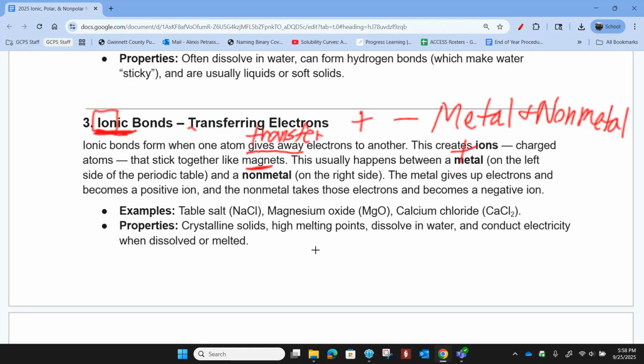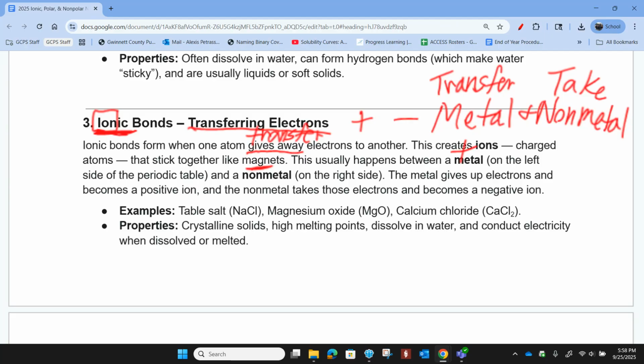And that's why it says right here, ionic bonds transfer electrons. So one atom's going to give it away. The metal gives away. The metal is the one that transfers it. The nonmetal is going to take it. So metals like to give away their electrons. Nonmetals like to take their electrons. So this creates ions. So that's the whole reason ions are made.